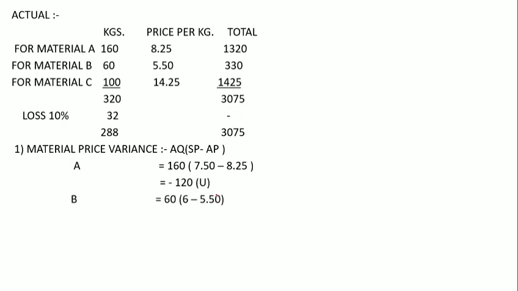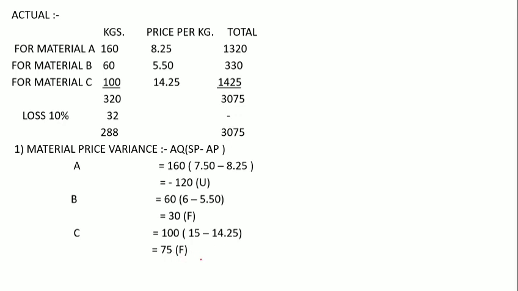Moving ahead, for material B, AQ is 60, SP is 6 and AP is 5.50. So the final answer is 30. Now here as you can see that this answer is a positive integer, so you have to write like this. Okay, this U stands for unfavorable and this F stands for favorable. So moving ahead, for material C, AQ is 100 and in bracket 15 minus 14.25. So the final answer of material C is 75 and in bracket F.